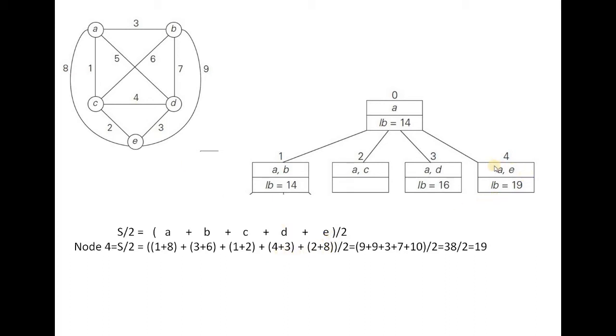But for E, towards A is fixed. For E, towards A, one route is fixed, and one more least cost route is towards C, whose value is 2. So 8 and 2 are selected here. Perform the sum. Sum is 38. Divided by 2 will give you the value 19, and 19 is the lower bound value for node 4.